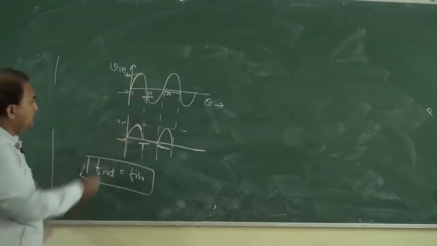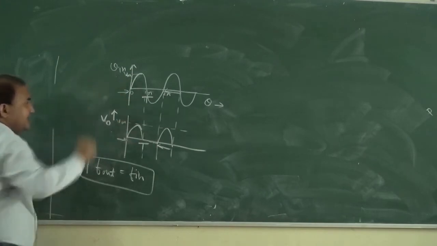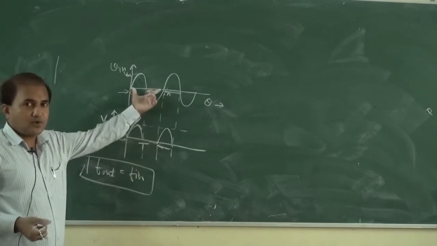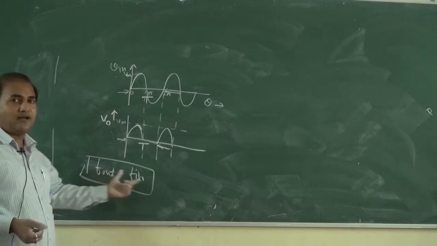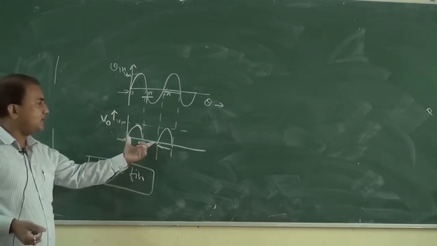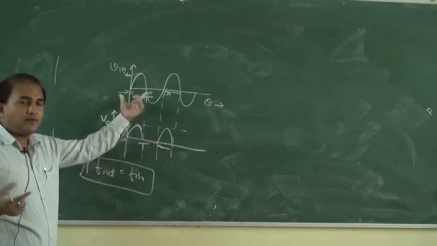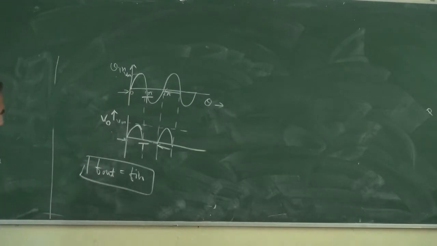This is for the output V out, and this is for V in. Both time periods are the same. So we can say that F out is equal to F in, meaning the output frequency is equal to the input frequency of the signal.